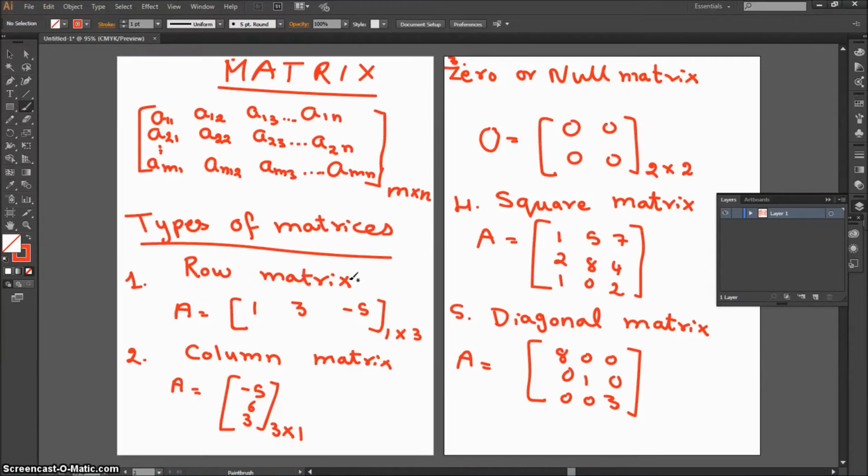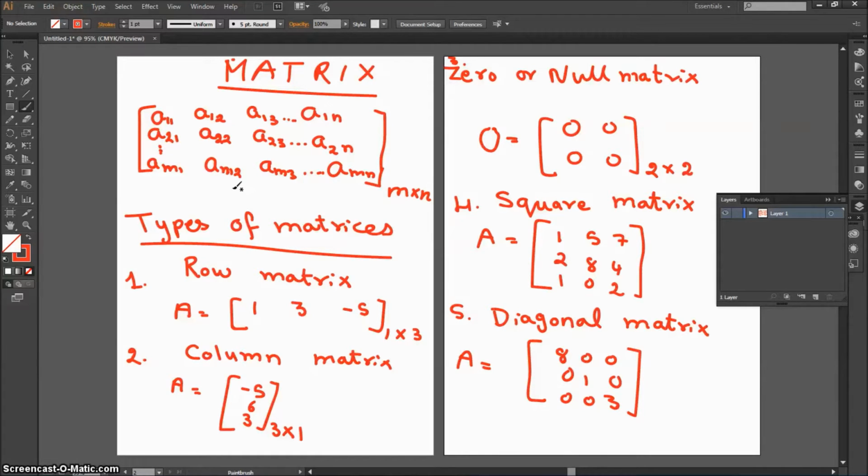Matrix. Any rectangular array of numbers enclosed between brackets is called a matrix. Now you see here, this is a matrix. These are called rows, and this way if you take, these are called columns. In this there are m rows and n columns. So we say this is a matrix of order m by n. If there are 3 rows and 4 columns, we say the order of the matrix is 3 by 4.